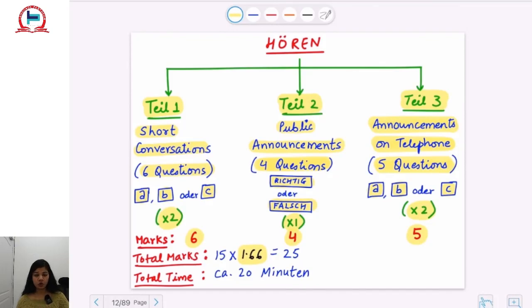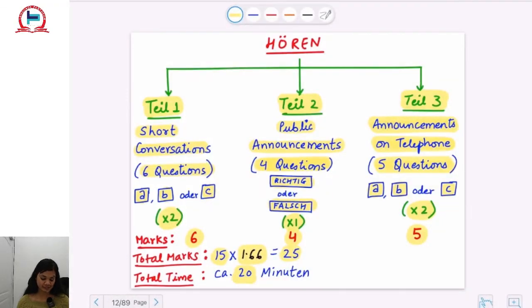The trick in the Hören Teil is you have to be very careful. You have to be extra attentive and always mark the keyword so that your mind focuses on the keyword only. Now 6, 4, 5, total 15. This 15 is multiplied by 1.66 to get the total out of 25 marks. And this entire Hören Teil lasts for approximately 20 minutes.